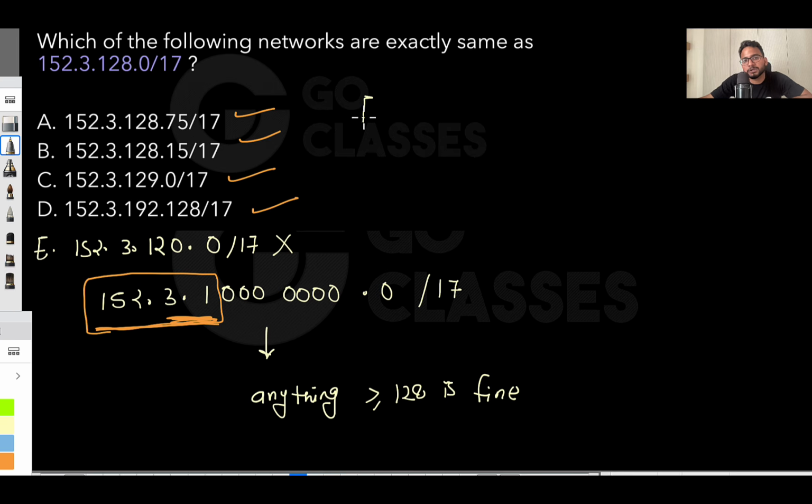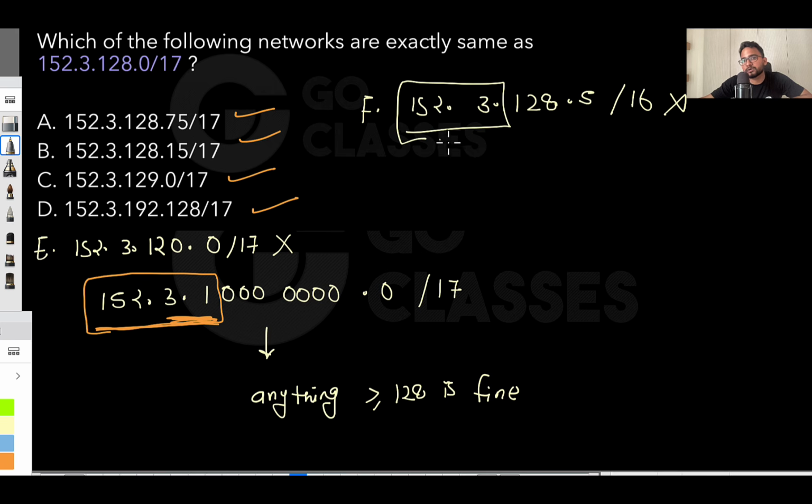Similarly, if one of the options is something like this, 152.3.128 only, .5, something like this, but here slash 16, then obviously this is not the answer, because this is only saying to keep the 16 bits fixed. This is representing a different network. This is representing a network which is higher than this, I mean, a superset basically. This can have a network like .0 also here, but your original network cannot have 0 here, right? So that's why this is also not the answer.